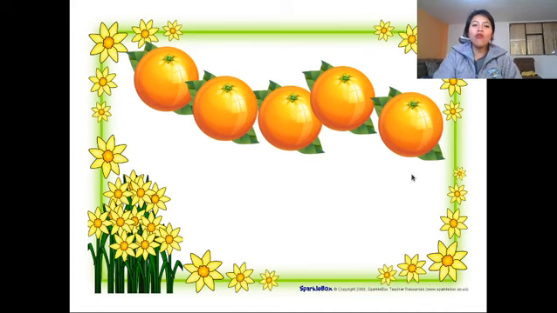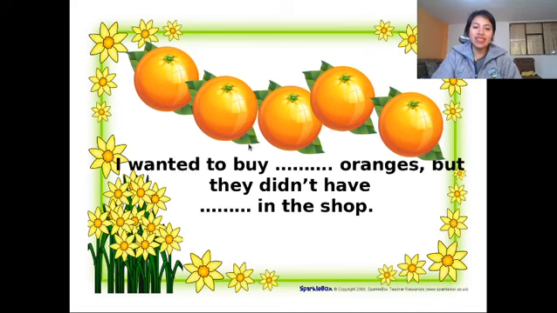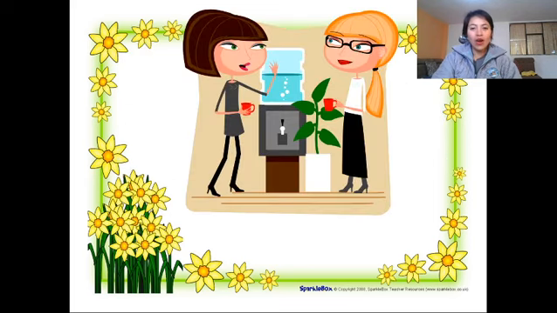And here we have oranges, right? Let's see the sentence. I wanted to buy oranges, but they didn't, negative, have in the shop, right? This is positive. I wanted to buy, very good, some oranges, but they didn't have any in this shop. Very good, my dear students. You are so smart. Okay.